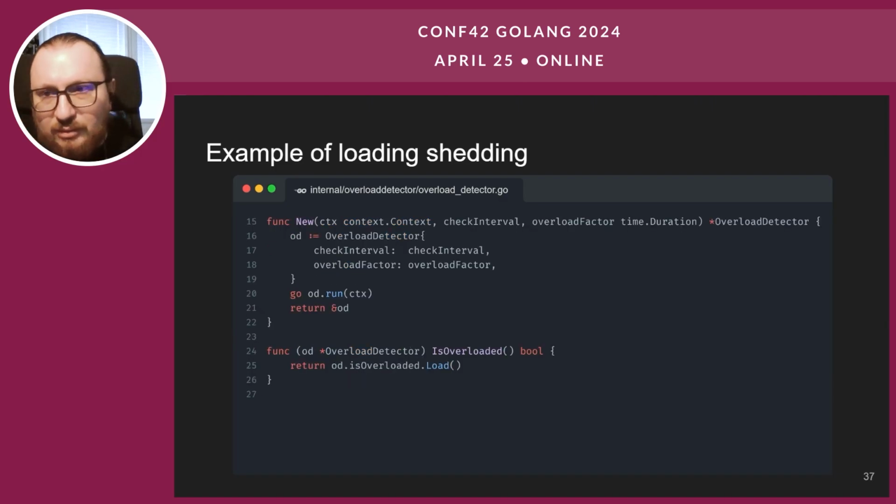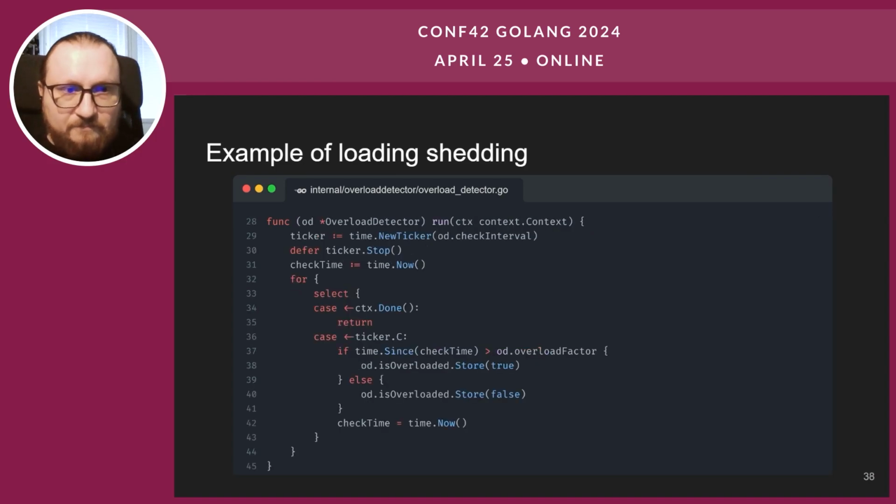Then I define the new function, which just creates a new overload detector with the given arguments and runs the overload detector check in the background using the run method. Also, I have the isOverloaded method that just returns the value of the flag. And in the run method, we do the check if the system is overloaded.